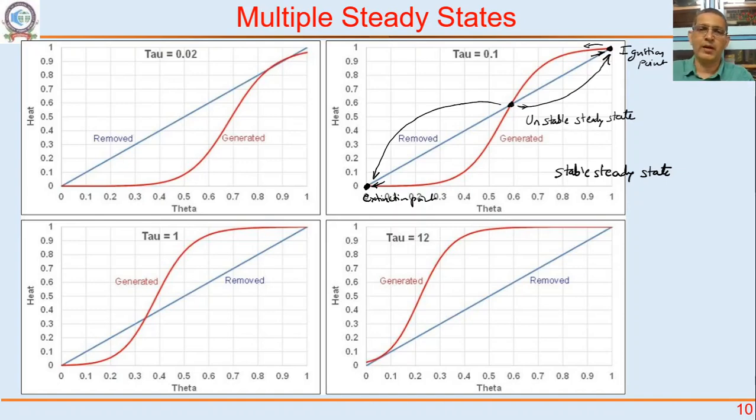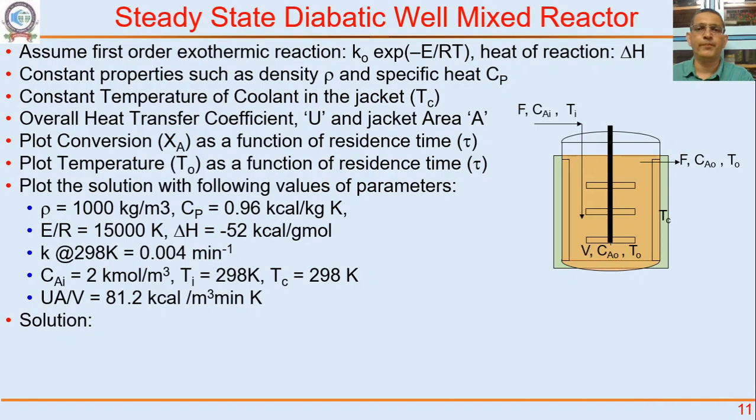Let's go forward. Understand all these things, then only go forward. So here is a small problem for you. Let's say there is a first order exothermic reaction, K0 e raised to minus E by RT. Heat of reaction is minus delta H. These are the values that we have taken.